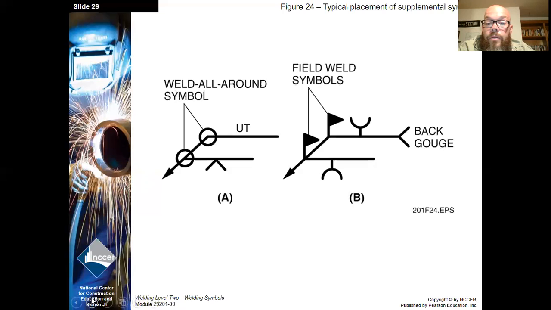So on symbol A there, we're doing a V-groove weld all the way around, and then it would be UT'd all the way around. And in B, you're doing a U-groove weld in the field on the arrow side, and then you're going to back gouge and do a U-groove weld in the field on the other side.